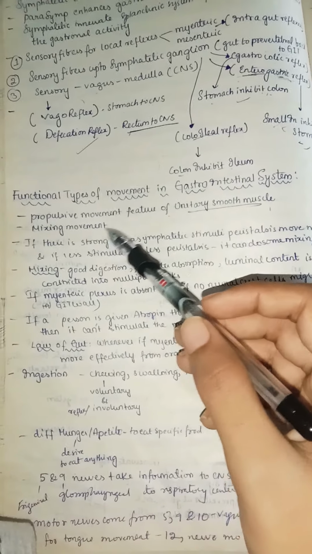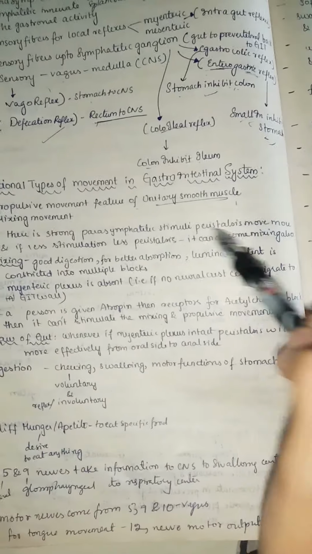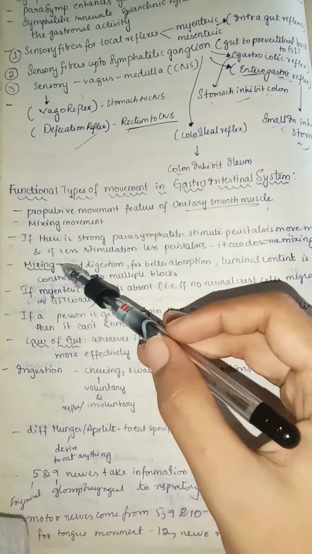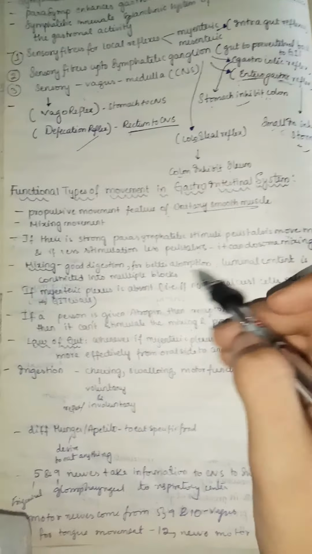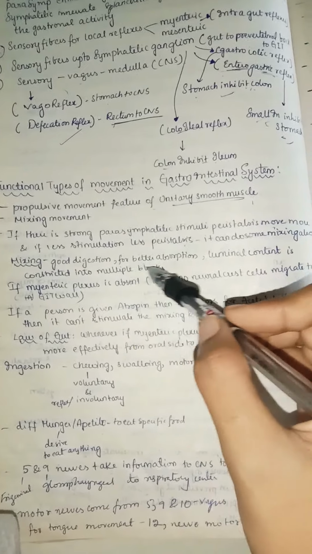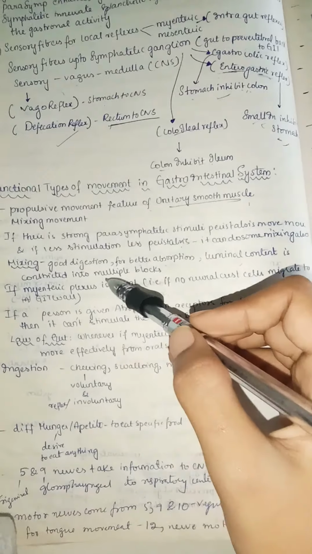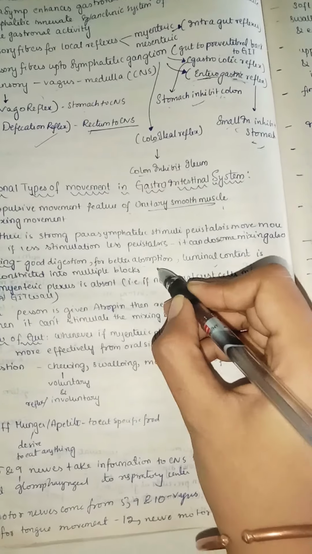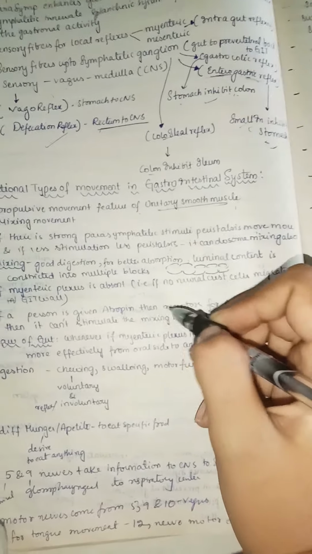And also we have the mixing movement, we need to discuss this. So if there is a strong parasympathetic stimuli, the peristalsis moves more, and if there is less stimulus, less peristalsis, and it can do some mixing also. So mixing is for good digestion, for better absorption. The luminal content is constricted into multiple blocks, so it's like segments are formed, so that there will be greater mixing.